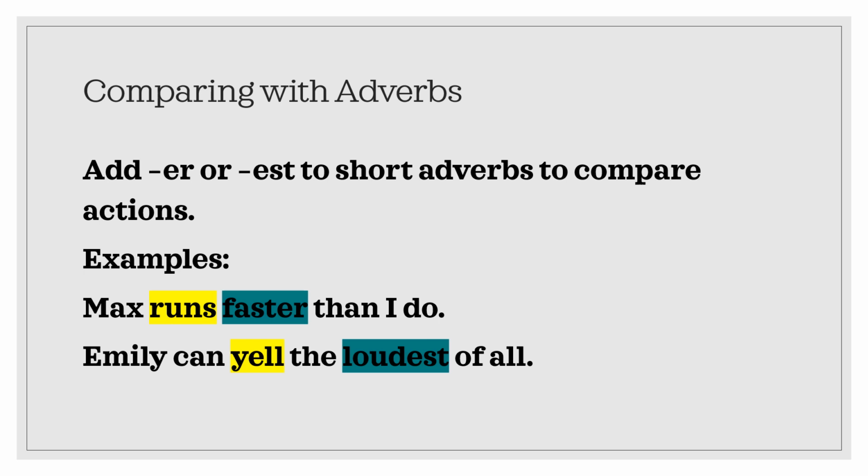Emily can yell the loudest of all. So Emily is the subject. She can yell, that's her verb. Now you notice we've got a the in between. That's okay, they don't have to be right together. But loudest is your adverb. And again, the big clue of all really helps you with that, there's more than two.